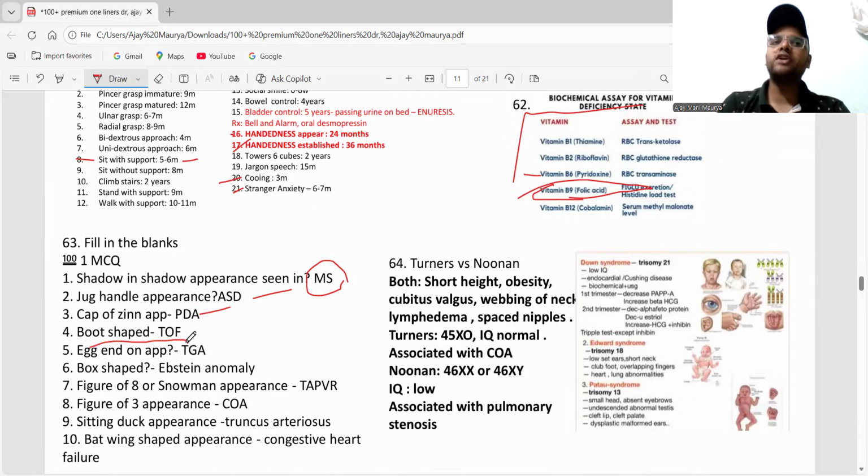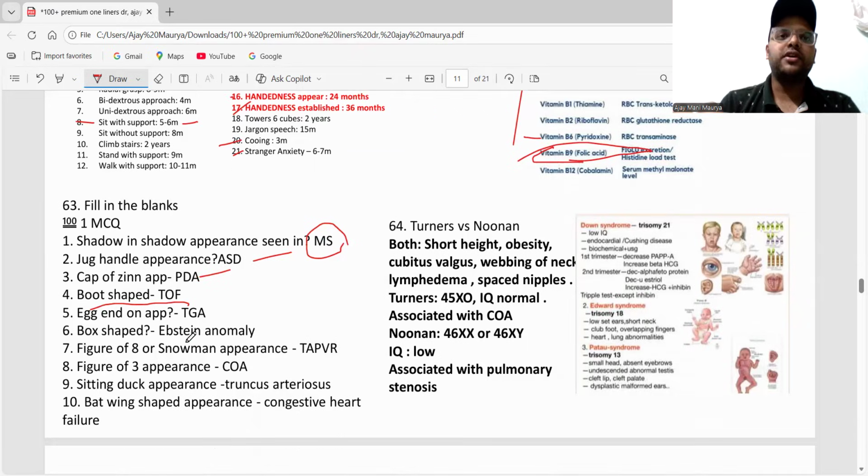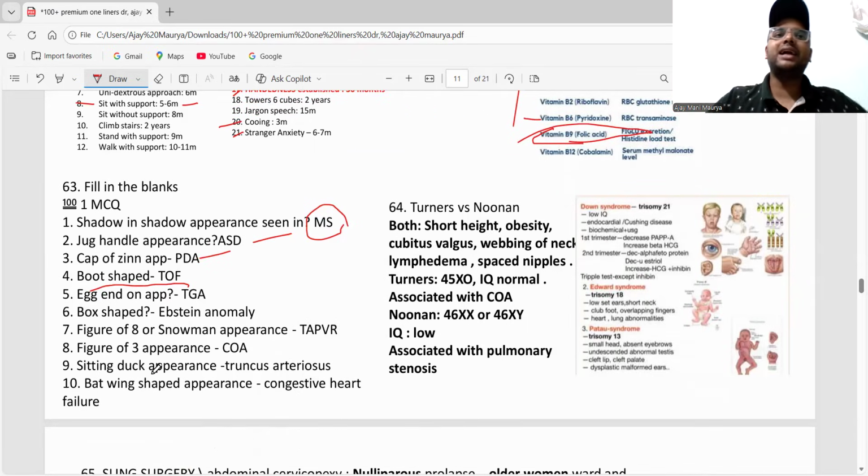TGA: box shaped absent anomaly. Figure of 8, snowman appearance, is TAPVR. Figure of 3 appearance is where there is compression of the aorta. Sitting duck appearance is truncus arteriosus. Bat wing appearance is in congestive heart failure. So these are very, very important, so you have to master this one.